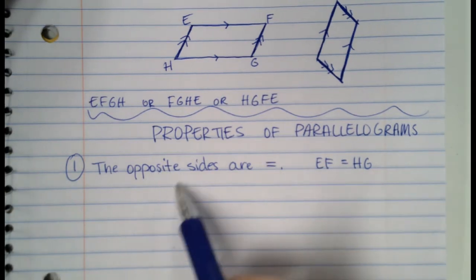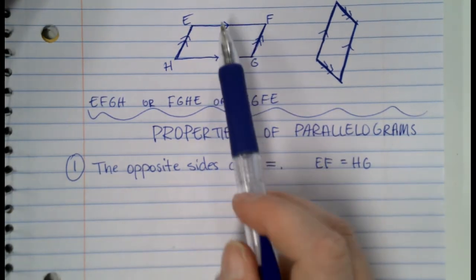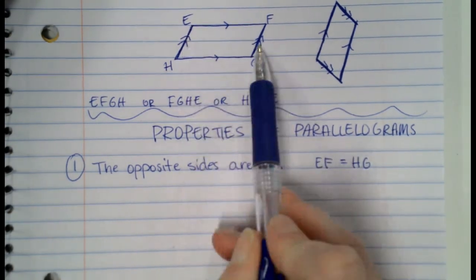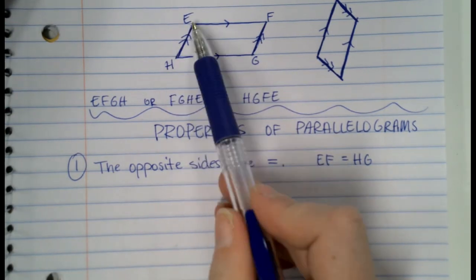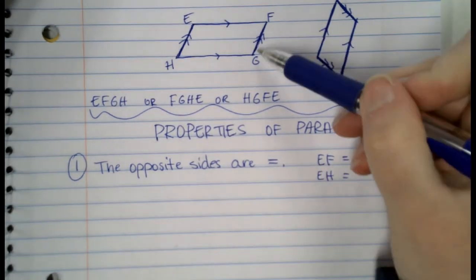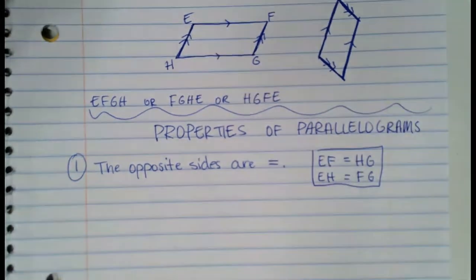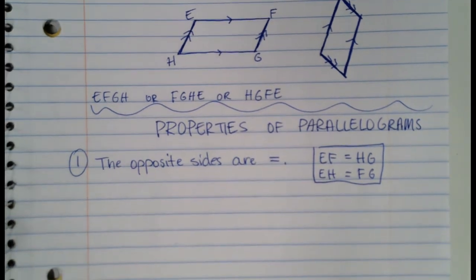What do you think I mean by opposite? I guess I should clarify that. That just means across from each other, okay? Opposite each other. So these two sides are equal. What do you think it means about these two sides? They're also equal. So this side, what letters would I use to name it? EH is also equal to this one over here, FG. Okay, so that's property number one. That's a pretty easy one. Are we ready for property number two?